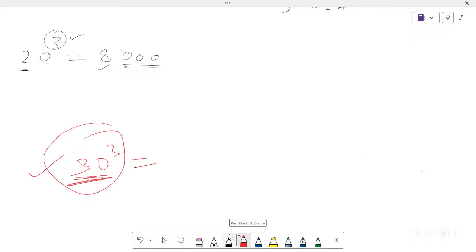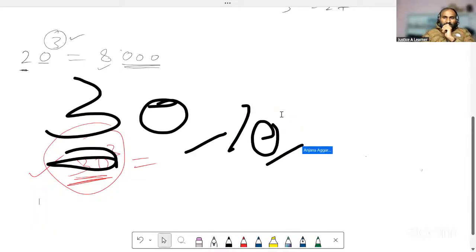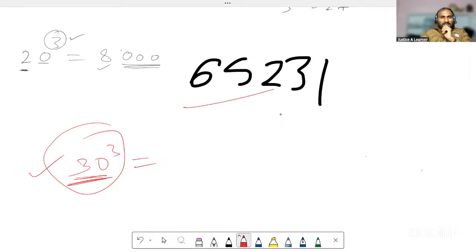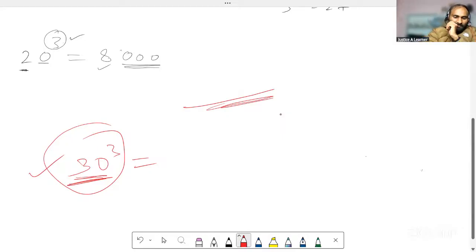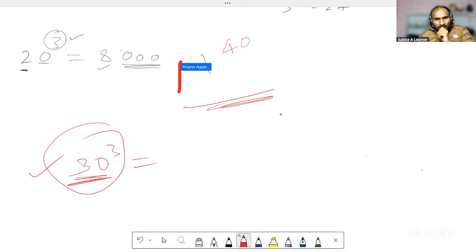But how am I supposed to know if I use 30, 10, or 20? The question itself will tell you. Like if it's 65231, which one would it be? Firstly, this is not a cube. For example, I'm giving you one question, like 140 and then 608.